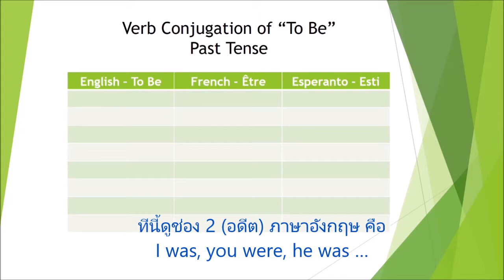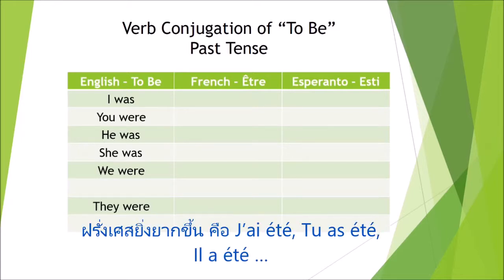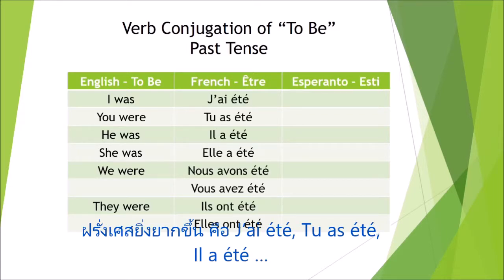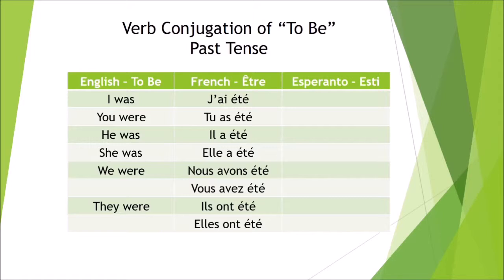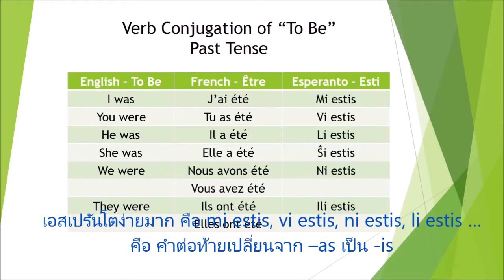Now we're going to do the same thing, only we're going to move to the past tense. So in English, we have I was, you were, he was, and so on there, as you can see. French gets even more complicated here. We have j'ai été, tu as été, il a été, and so on. It just is incredibly complicated in French. Esperanto, simple. Mi estis, vi estis, li estis, and so on. All that's happened is the ending as has now become is.